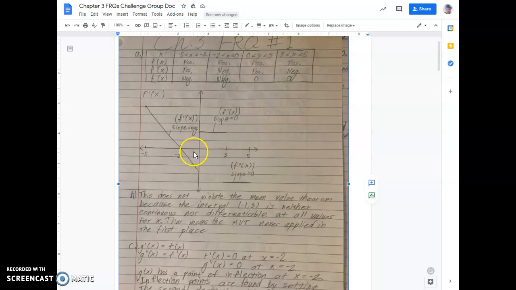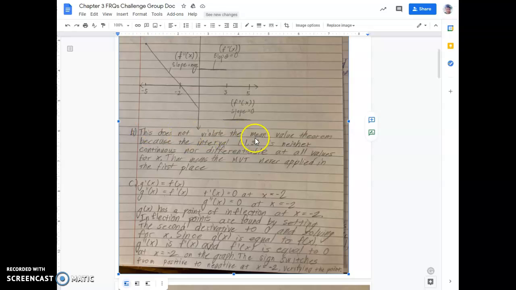So there is no continuity on the interval of -1 to 3. So the mean value theorem would not apply to this scenario in the first place. So that's how I answered B, because the mean value theorem does not apply since the interval is not continuous nor differentiable on the entire interval.